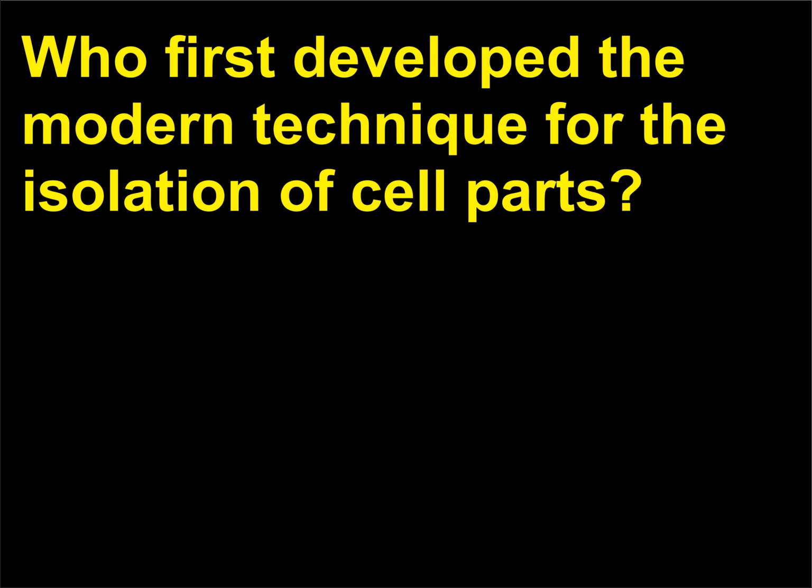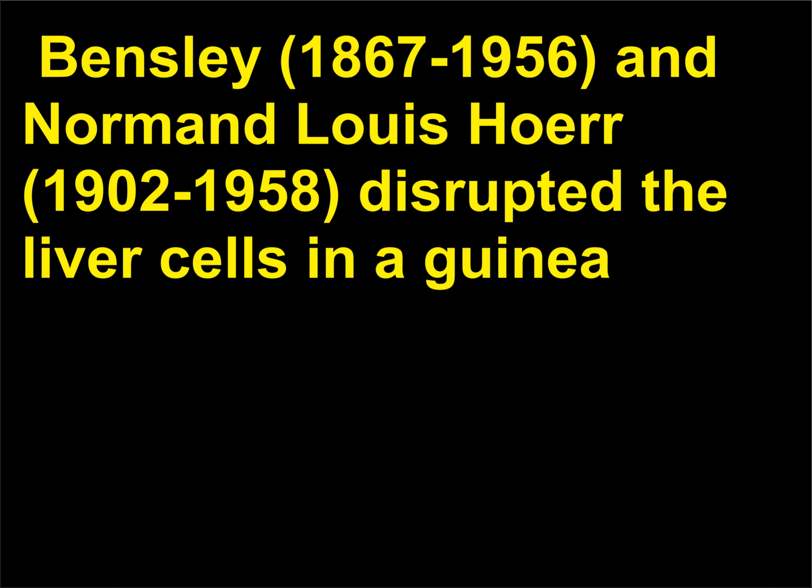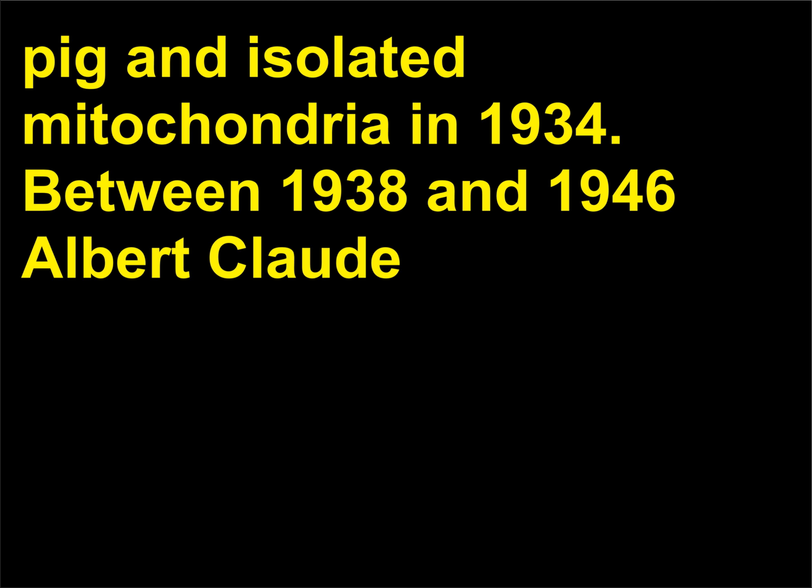Who first developed the modern technique for the isolation of cell parts? Robert R. Bensley, 1867 to 1956, and Norman Lewis Hoare, 1902 to 1958, disrupted the liver cells in a guinea pig and isolated mitochondria in 1934.